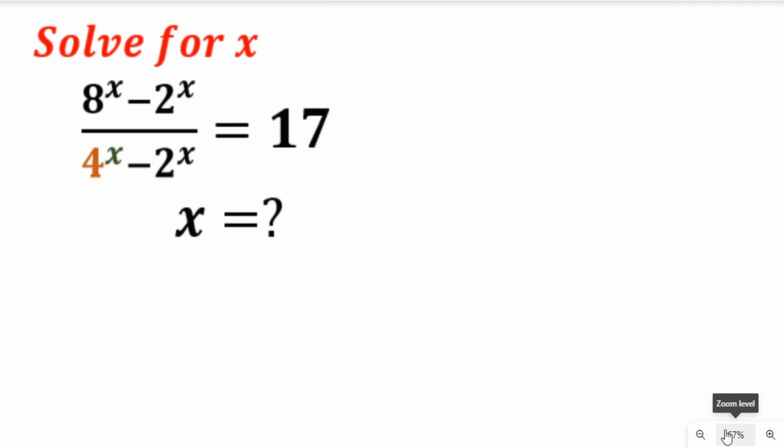In today's class, we are going to solve for x in this maths Olympiad question that says 8 to the power of x minus 2 to the power of x, divided by 4 to the power of x minus 2 to the power of x, equals 17. We are asked to find the value of x. It's going to be a simple equation and we're going to have fun solving it.